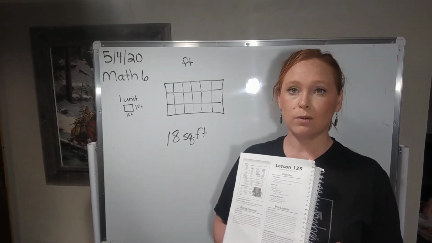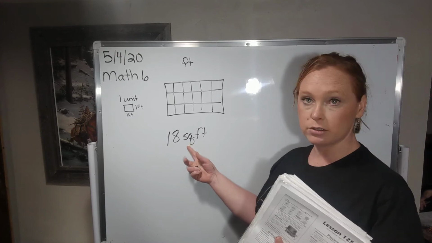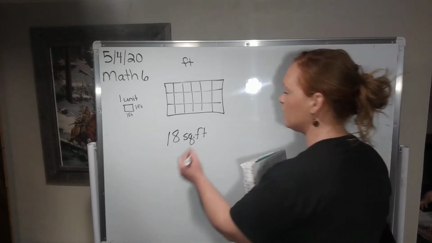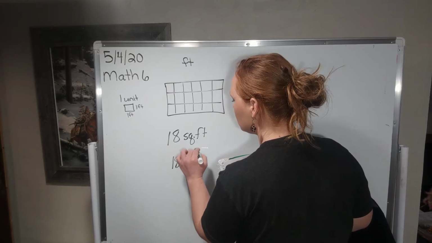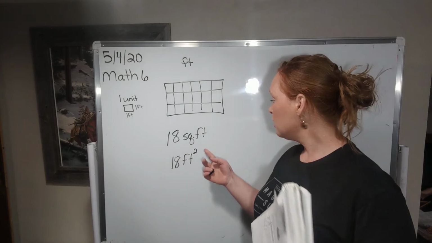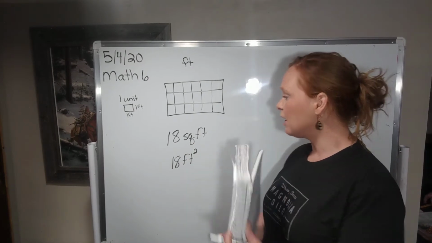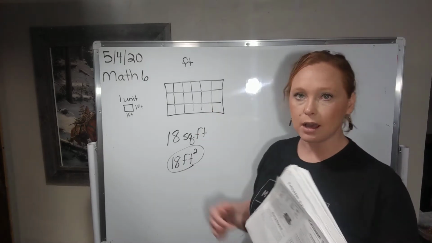So this is why when we use area, we put things in squares. Another way to write this, which you'll be writing it, is 18 feet squared. And so we use that exponent of squared to give our answer. So this would be a proper answer for this box.